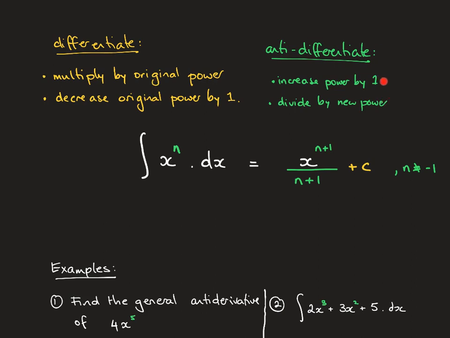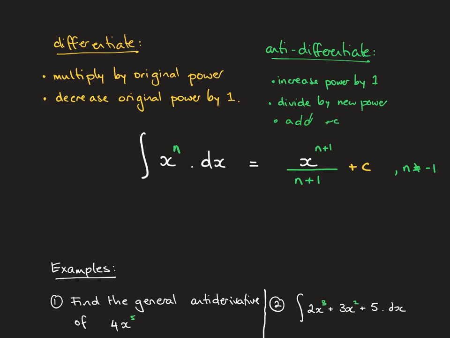All right, so remember that if we're differentiating, these are our rules, but if we're anti-differentiating, these are our rules. So our rules are increase the power by 1. So here's our power, n, we're going to increase it by 1, and that gives us n plus 1 as our new power. And then we divide the whole term by the new power, and you can see I've divided by our new power, and we write plus c on the end.